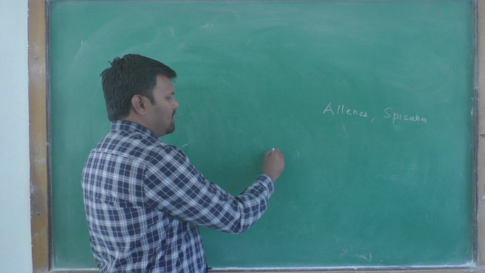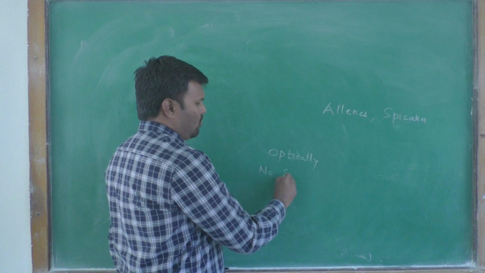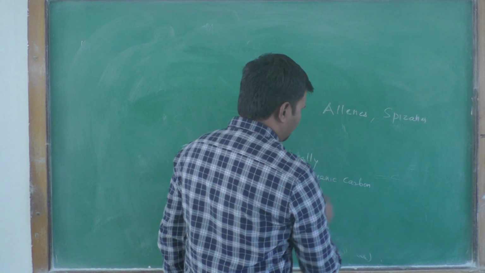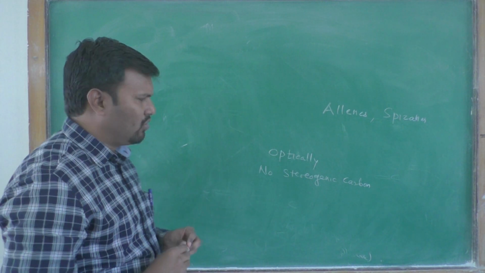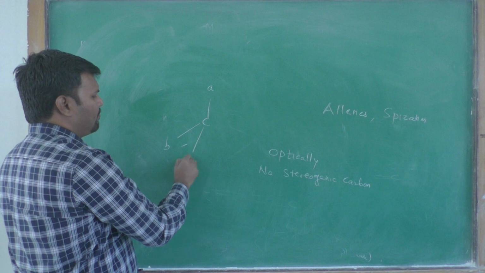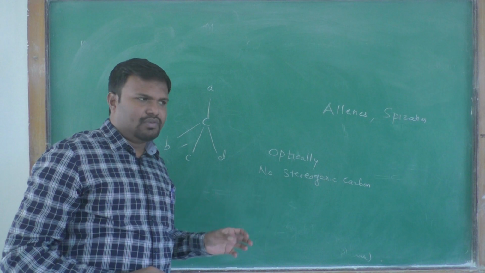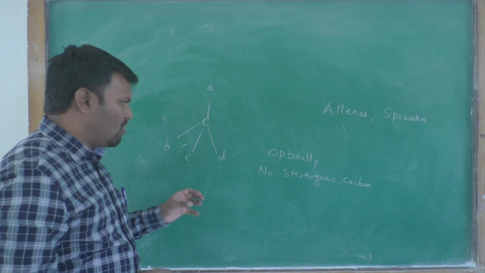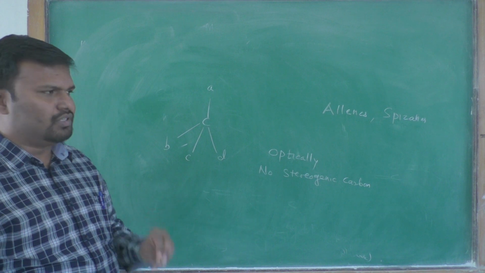This is optical activity where no stereogenic carbon is present. A stereogenic carbon is a stereo center where the carbon has four different groups. We have such an example, ABCD, where the carbon has four different groups attached and therefore it is a stereo center. The compounds which do not have stereo centers can also show optical activity.